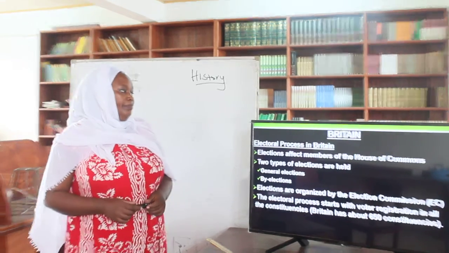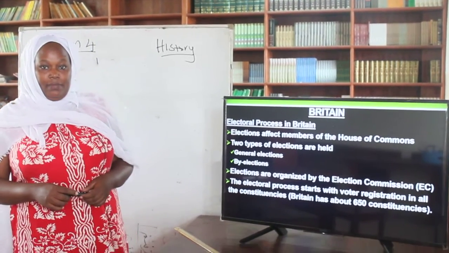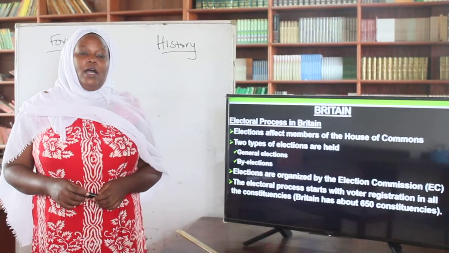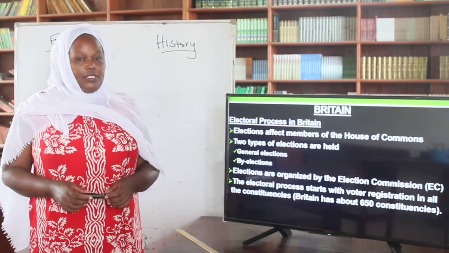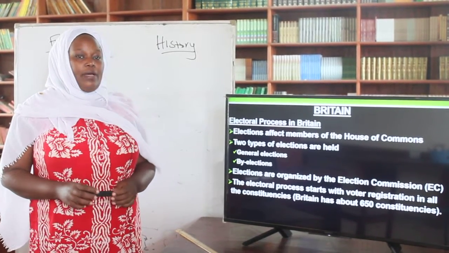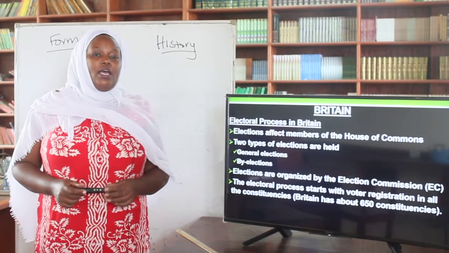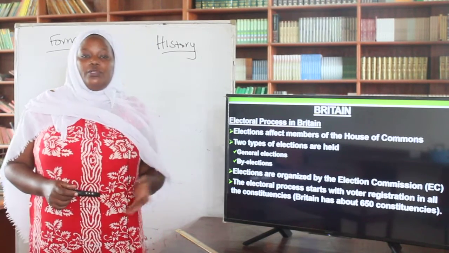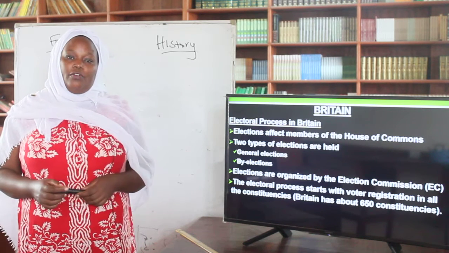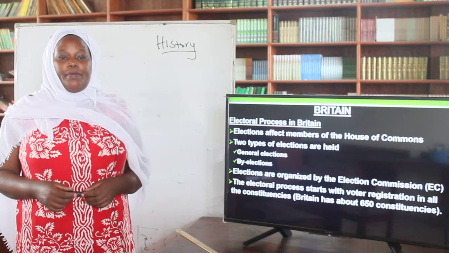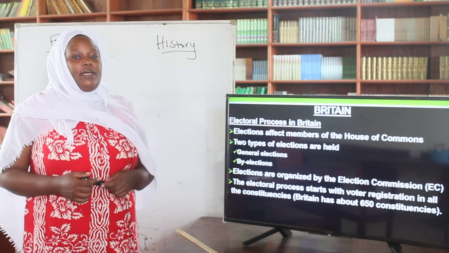In Britain, elections are normally held for members of the House of Commons, and we have two types of elections which are held in Britain, that is general elections and by-elections. General elections are the normal election, but by-elections are held at unforeseen times, like maybe a member of parliament has died, maybe the prime minister has died, or something like that, or someone has been declared bankrupt.